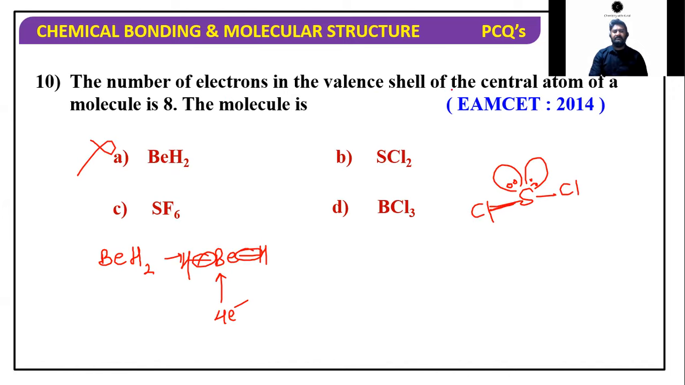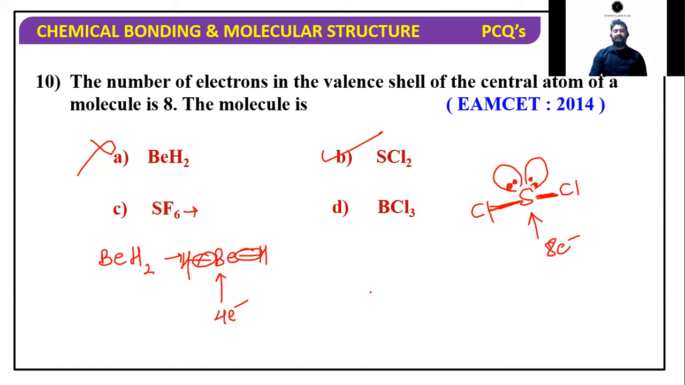Which of the following molecules has the number of electrons in the valence shell of the central atom equal to 8? So this is the one. See, how many electrons do we have? 2, 4, 6, 8, right? This is 2, 2, 2, 2. So how many do we have? Total of 8. So this is the one, this is what I was looking for. So if this has 8 electrons around it, this is our answer.